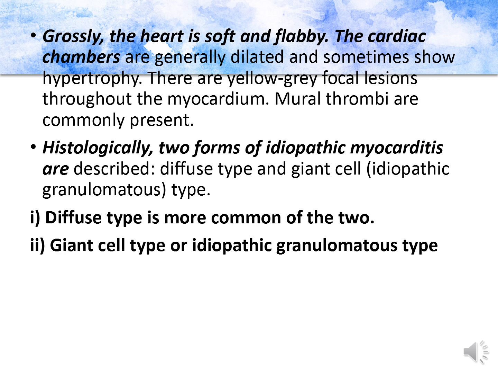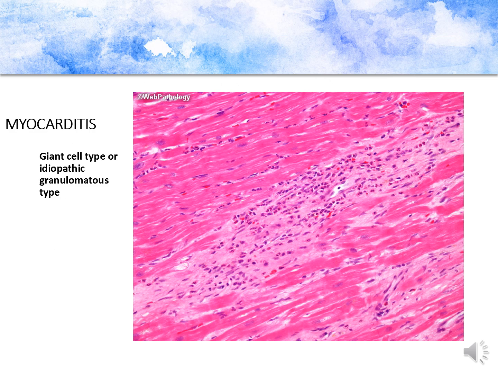Histologically, two forms of idiopathic myocarditis are described. We see diffuse type and giant cell, so-called idiopathic granulomatous type. So, diffuse type is more common, and giant cell type or idiopathic granulomatous type is sometimes also used. Here we see the giant cell type or idiopathic granulomatous type of myocarditis.